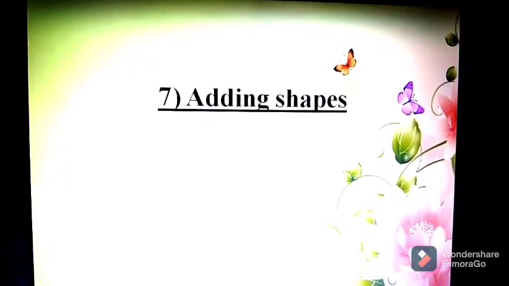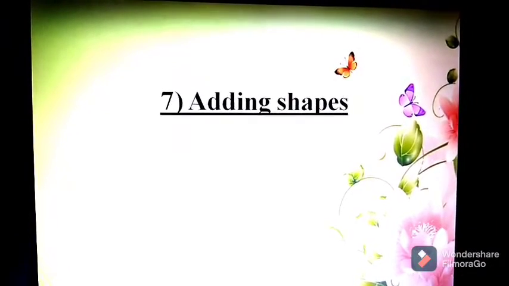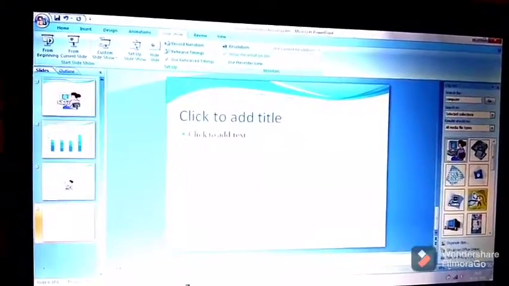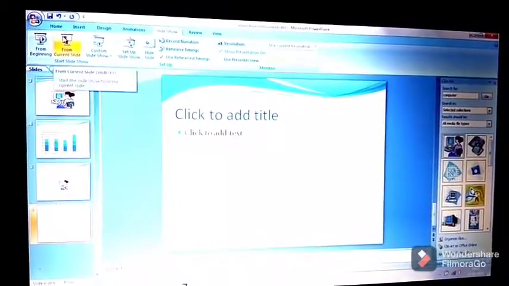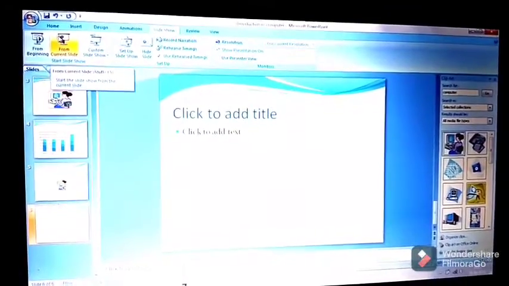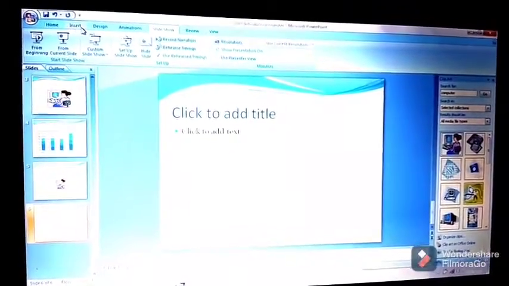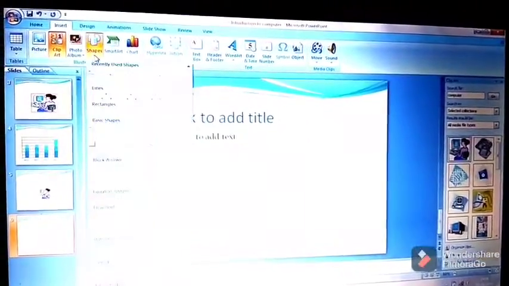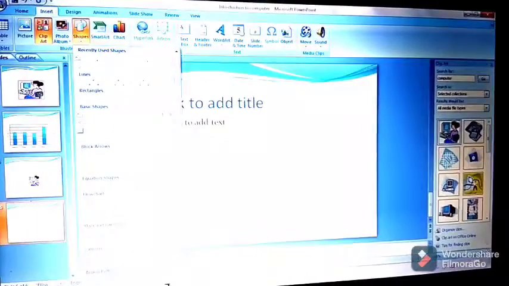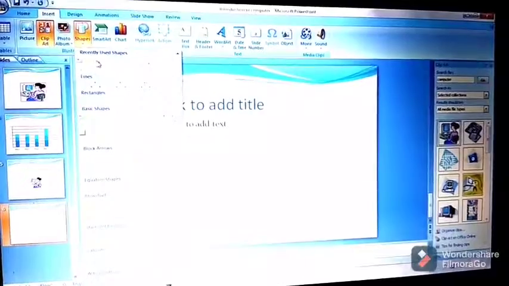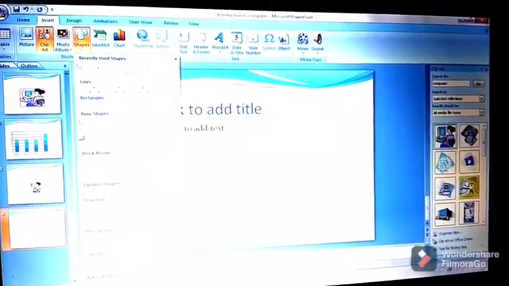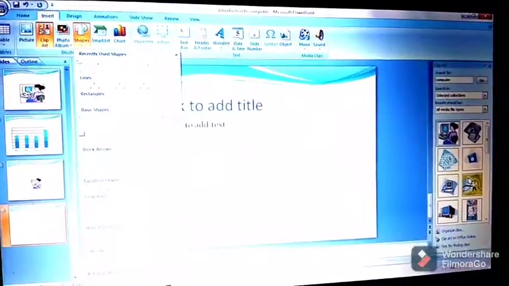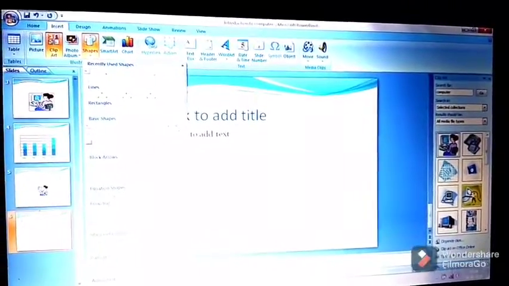Now the 7th topic is adding shapes. We can use the Shapes option to insert various kinds of shapes like lines, arrows, stars and banners in our presentation. So now this is our PowerPoint slide. To add a shape in your presentation, click on the Insert tab, then click on the Shapes option here. So many shapes are available here, like line, arrow, rectangle, oval, triangle. You can select any option that you want.